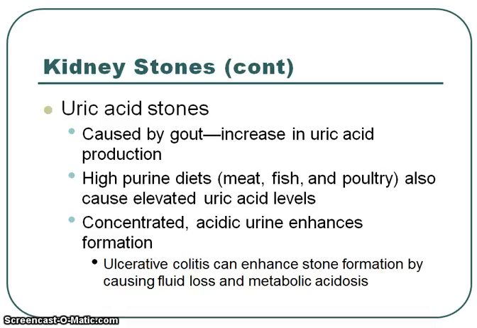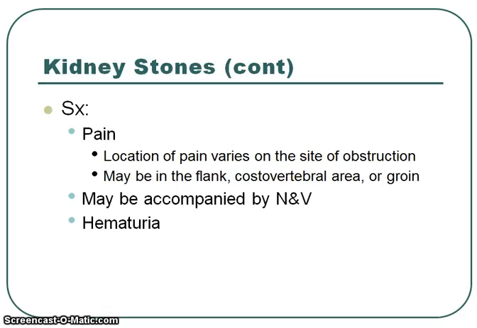So regardless of the type of stone, patients tend to have the same kind of symptoms. They experience pain. It's going to vary on which side the obstruction is on. It's also going to matter where in the urinary tract it's causing an issue. For instance, if it's lower in the tract, they tend to complain more of groin pain. If it's higher, they could be having flank or costovertebral pain. They sometimes also experience nausea and vomiting, and they very frequently have blood in their urine, which is hematuria.